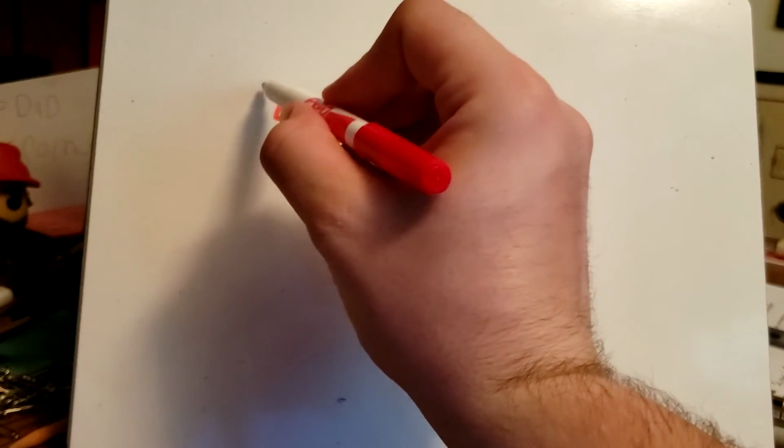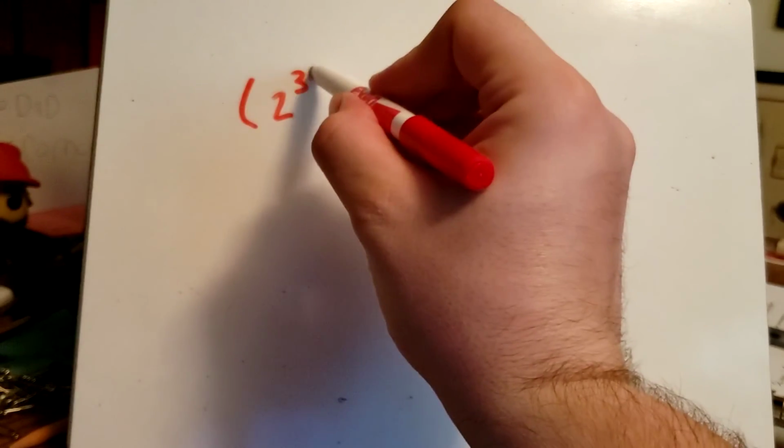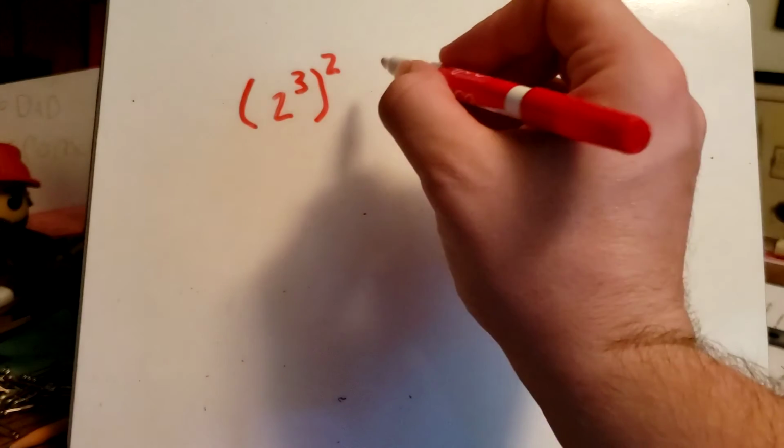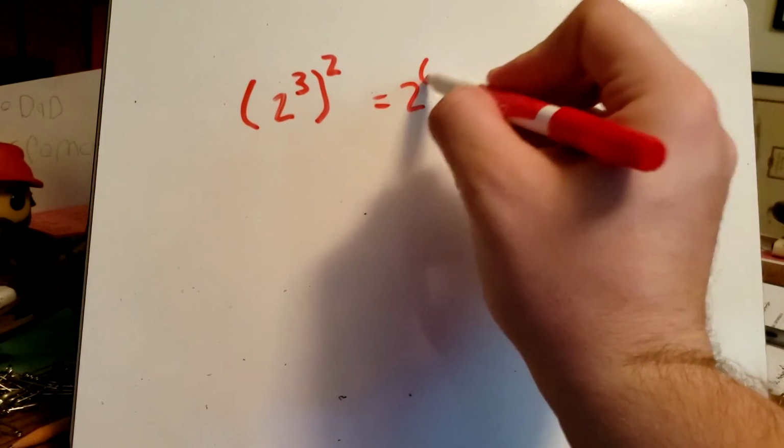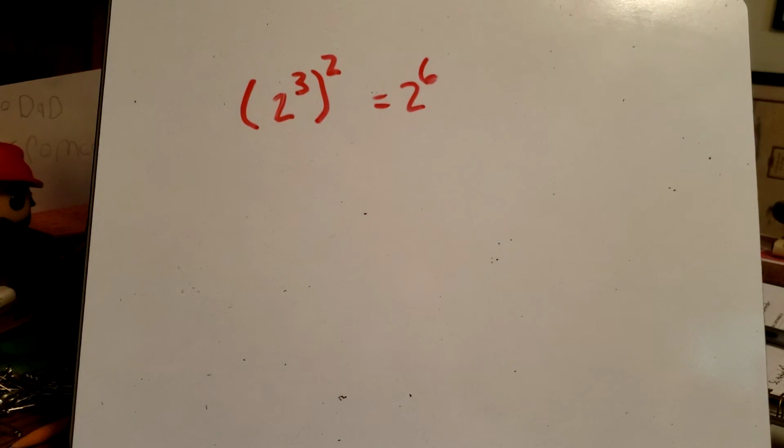Okay, the next one is called a power rule. So let's say you had 2 to the third, and you were going to raise that to 2. In that situation, you're going to multiply those exponents. So instead of adding them, you're going to multiply. So this would end up becoming 2 to the 6th power. Okay? So when you're raising something with an exponent to a higher exponent, you need to multiply them.